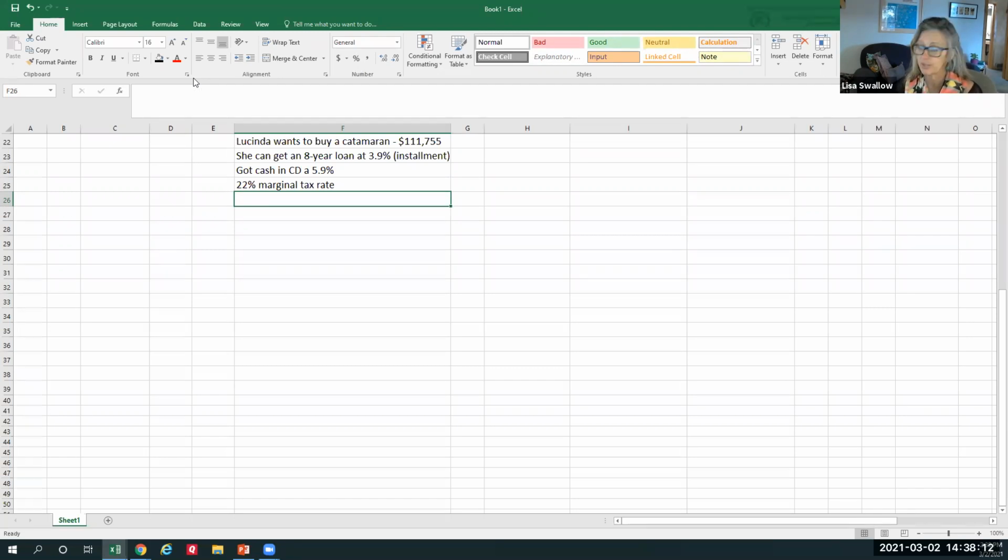So my question, based on this information, is, what should she do? Should she take the $111,755 and go buy her catamaran? Or should she forgo the interest, like her CD's coming up for renewal, and take the loan? So which should she do?